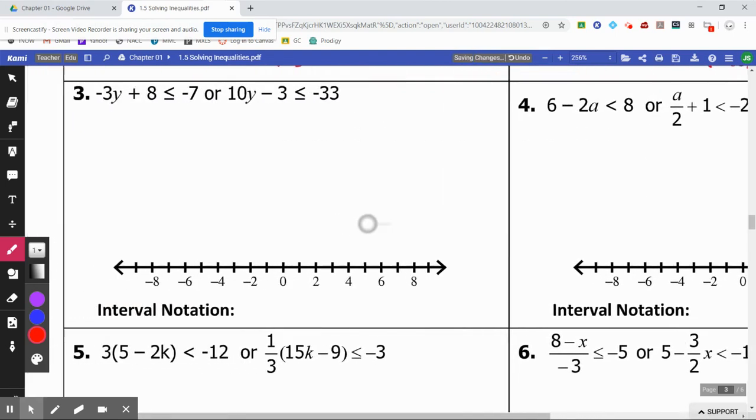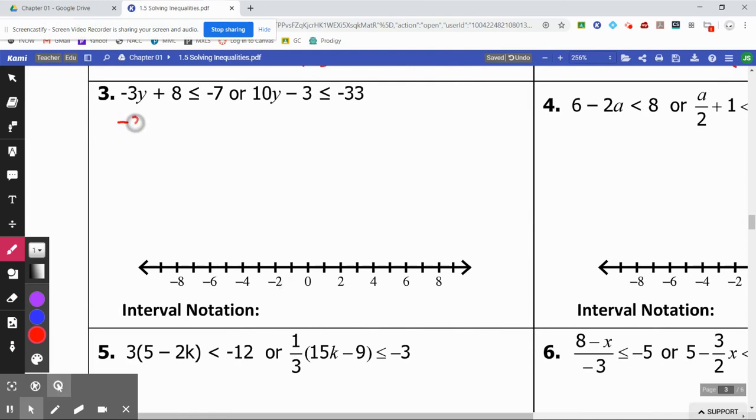Number 3, move your 8, which gives you -3y. We're going to subtract 8, is less than or equal to -15. Now remember from last lesson, anytime you divide by a negative, we're going to have to flip this symbol over. So we're dividing by -3 and we get y is greater than or equal to 5. Or, move your negative 3 over by adding 3. That gives you 10y is less than or equal to negative 30. We're going to divide by 10. Now dividing by 10, that is not a negative, so you do not flip your symbol.